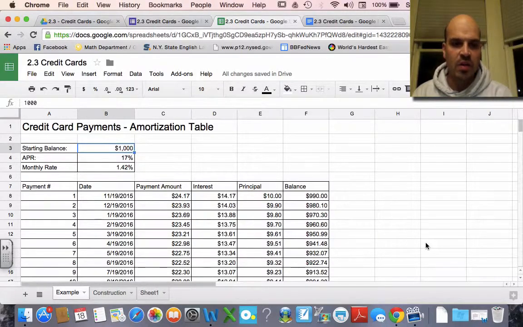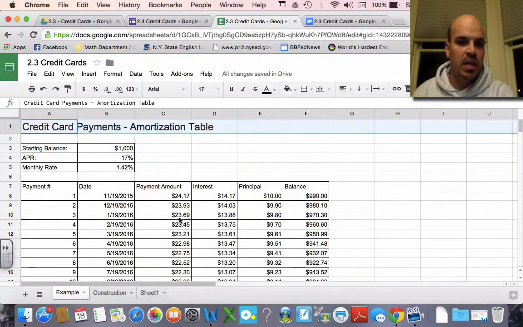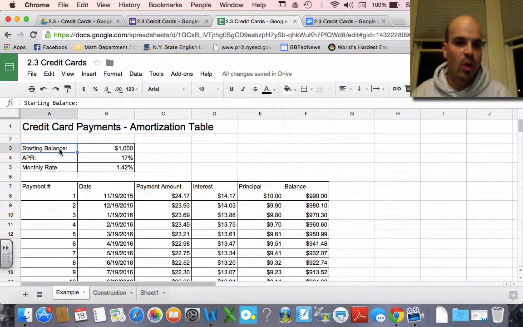Hi, this is our video lesson on credit cards and how credit cards basically get paid off. I just wanted to show you something called an amortization table. It shows you not only what you're paying each month, but how you're paying it. In this example, we have a starting balance of $1,000.